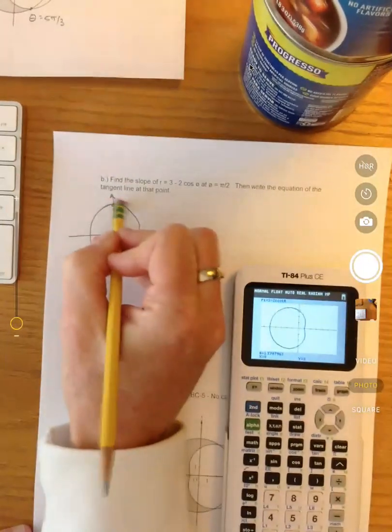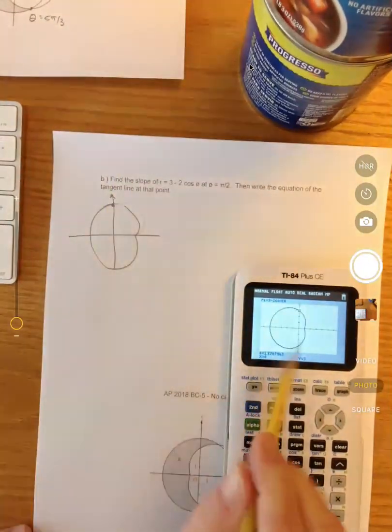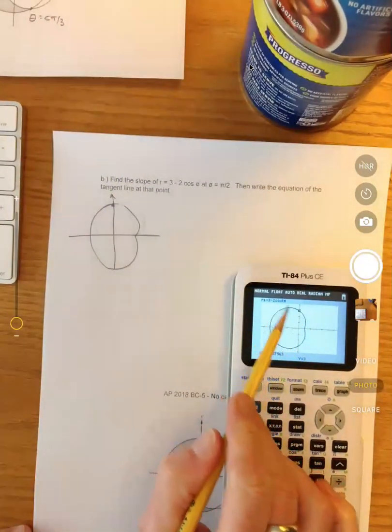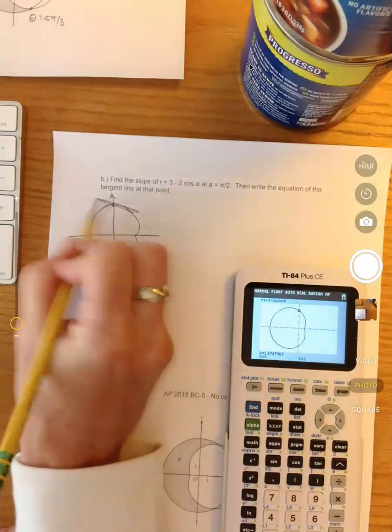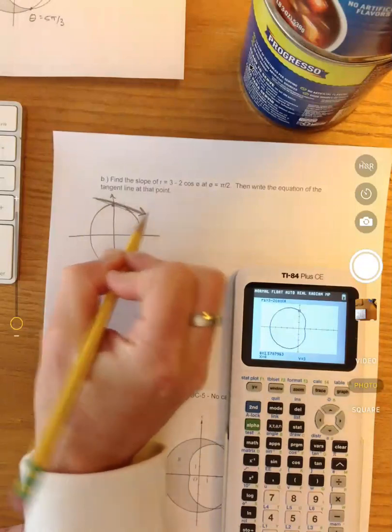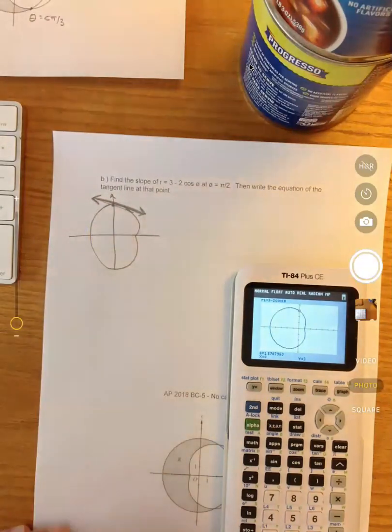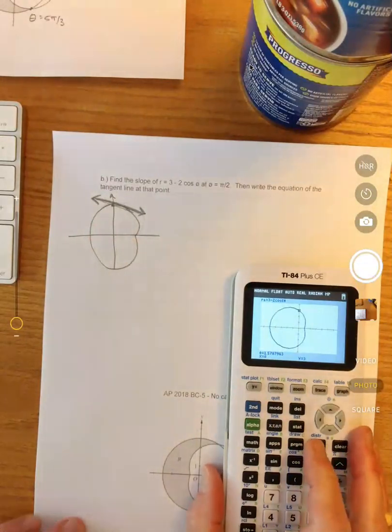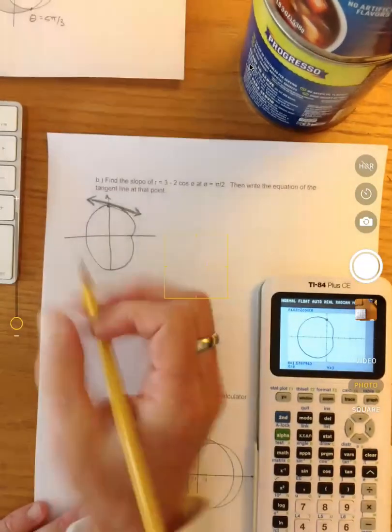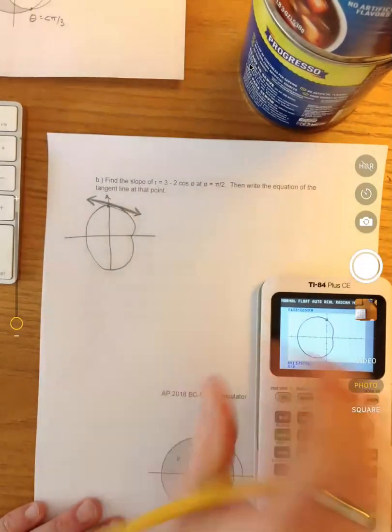Now, my picture is not really good. If you look on your graph, it definitely looks like that's going to be a negative sloping line. So I'm going to draw a tangent line that looks like it has a negative slope in my graph, because it definitely does in my picture. All right, who wants to cheat? Okay, John wants to cheat, so let's cheat.